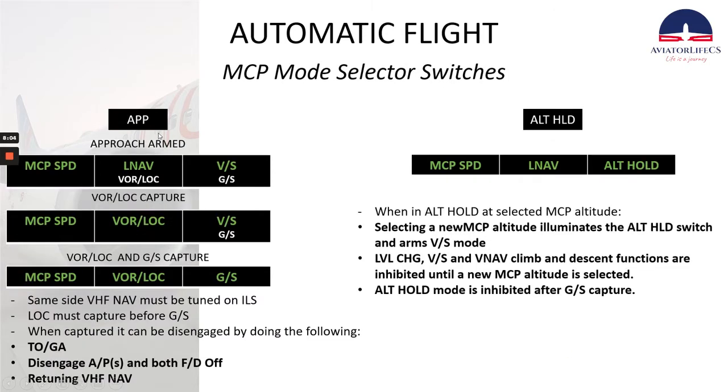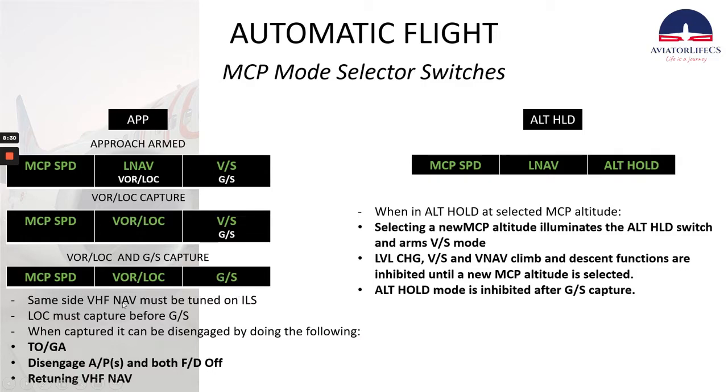If we talk about the approach mode, approach armed, this is where you can expect to see VOR locate and glide slope in white. That means they are armed. Once you capture the VOR locate, you will see it green, and still the glide slope will be white. When you capture both of them, you will see VOR locate and glide slope.